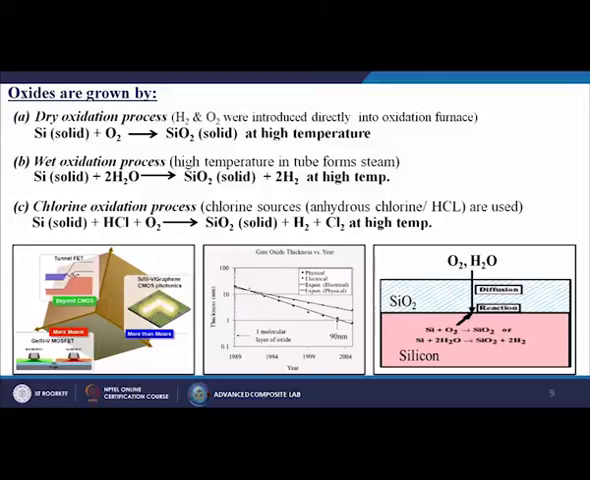But when we talk about the chlorine oxidation process, simply we replace the water vapor and instead of that we put hydrochloric gas inside it. So, then the reaction comes out like this: silicon plus HCl plus oxygen forms silicon dioxide plus hydrogen plus chlorine at high temperature. So, these are all the different processes by which we can do thermal oxidation.